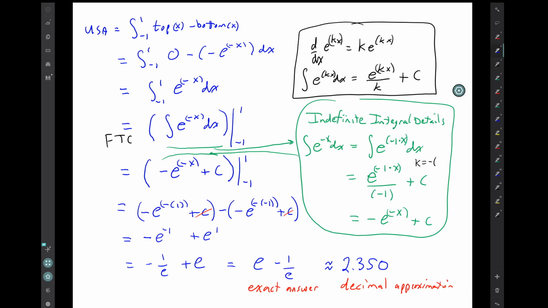Notice that I went all the way to the end using symbols. I obtained this exact answer. That's the only way to write the answer exactly. Then I typed that into a calculator and rounded to 3 decimal places and got this decimal approximation. Remember, if you write down decimals as your answer, that's an approximation. Even if you write down 30 decimals or 300 decimals, it's an approximation. The only way to write the answer exactly is that. That's the end of that example.